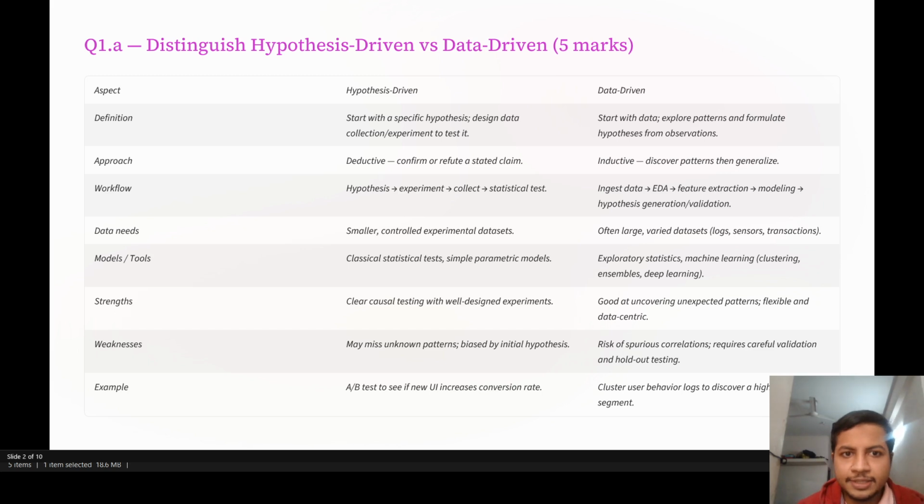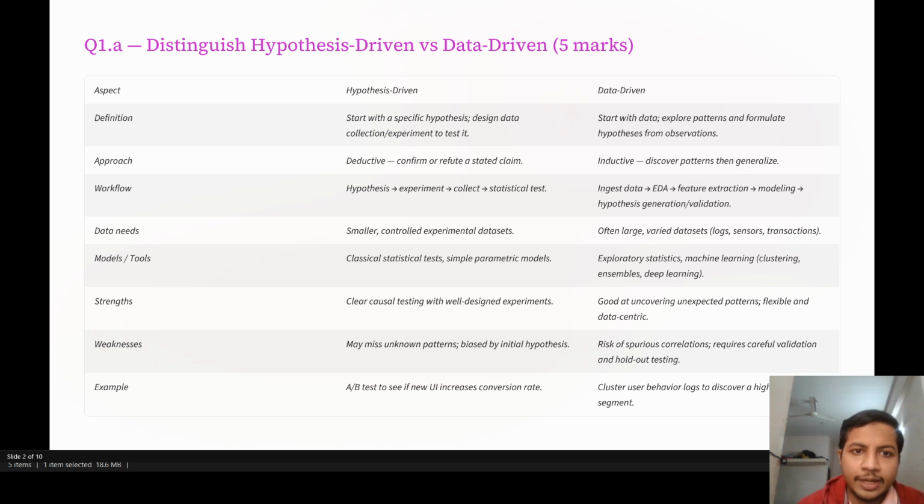Now the definition reads: in hypothesis driven, we start with a specific hypothesis, design data collection and experiments to test it. But in data driven, we start with data, explore patterns, and formulate hypotheses from observations. Now the approach: in hypothesis driven, it is a deductive approach, confirm or refute a stated claim, while in data driven, it is inductive, discover patterns, then generalize.